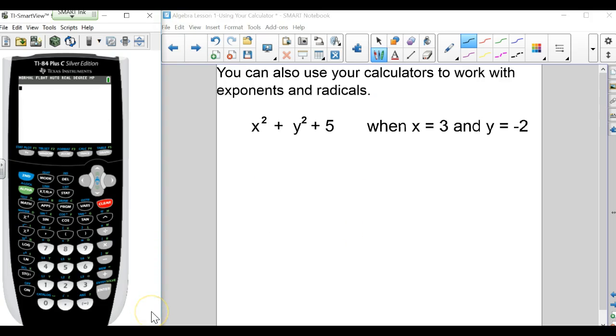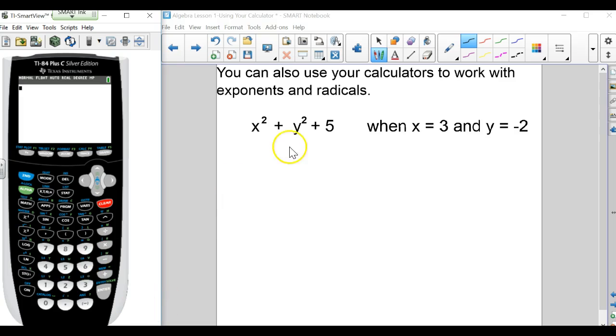Your calculator can also help you by easily calculating powers. Every power has 2 parts. You have the base, which is the bigger number on the bottom, and then you have the exponent, which is the little number up at the top that tells you how many times the base is multiplied by itself. The tricky thing about calculating powers on your calculator is that if you ever have a negative base, like right here where it says y is negative 2, you need to put that in parentheses.